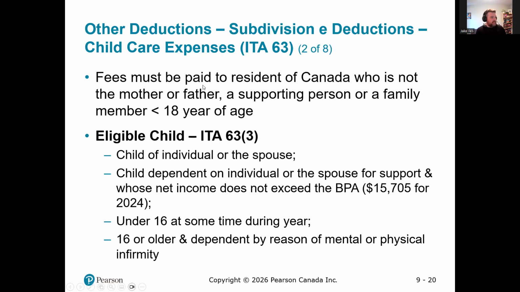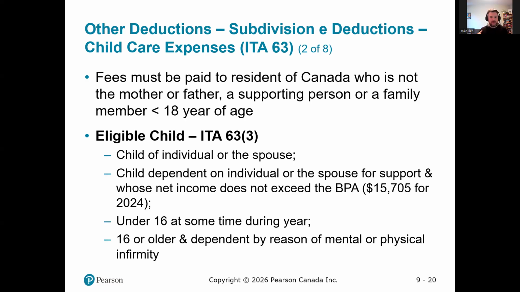So fees must be paid to a resident of Canada who is not the mother or father, a supporting person, or a family member less than 18 years of age. So the child care can't be provided by a family member who's doing it just to support family. Family units have a mutual benefit to watch and care for their children, and that doesn't mean it's directly related to earning income. It's if you have to pay money to an outside source.